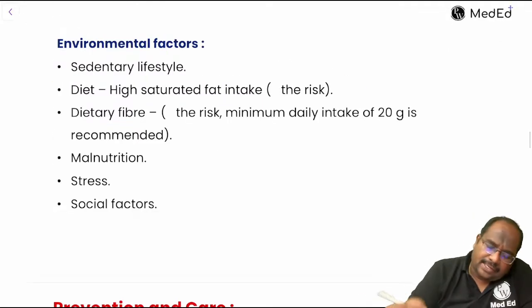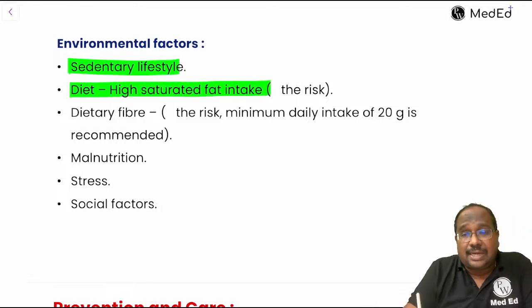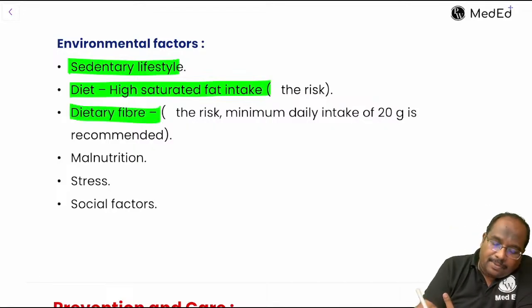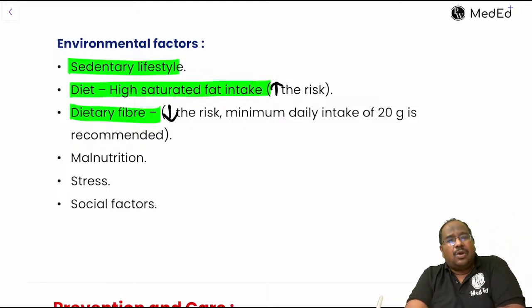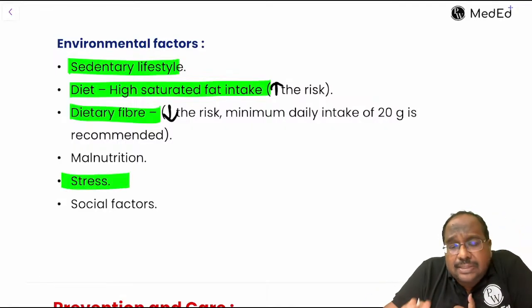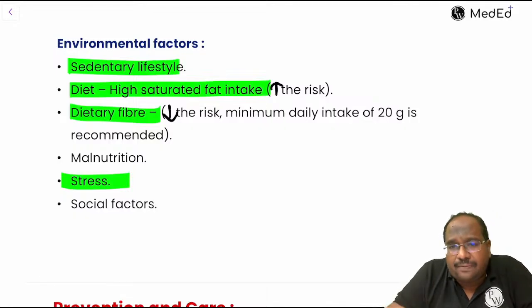What are the other factors? Environmental factors: sedentary lifestyle, saturated fat, which here means animal food, and less dietary fiber. Saturated fat increases the risk. And stress can lead to this. These are some of the important factors that can contribute: age, host and environmental factors.